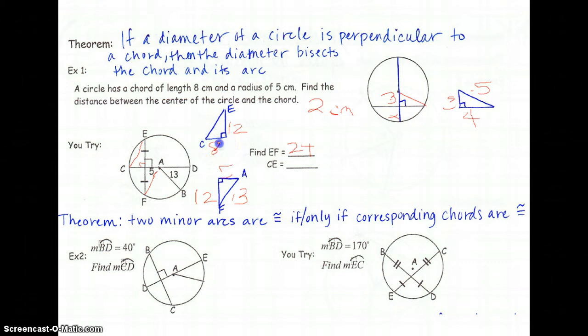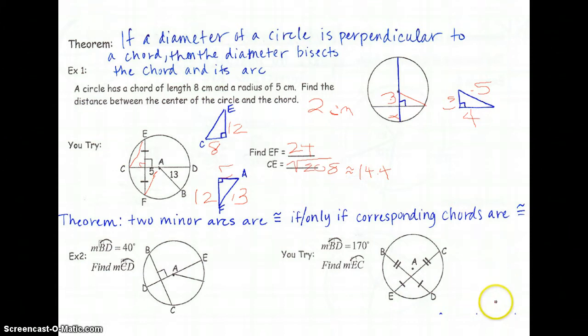And now I simply have another Pythagorean theorem problem. So leg of 8, leg of 12, what is the hypotenuse? If you work out your Pythagorean theorem, then CE will be the square root of 208. And if I just round, I will get 14.4 for the length of that CE distance.